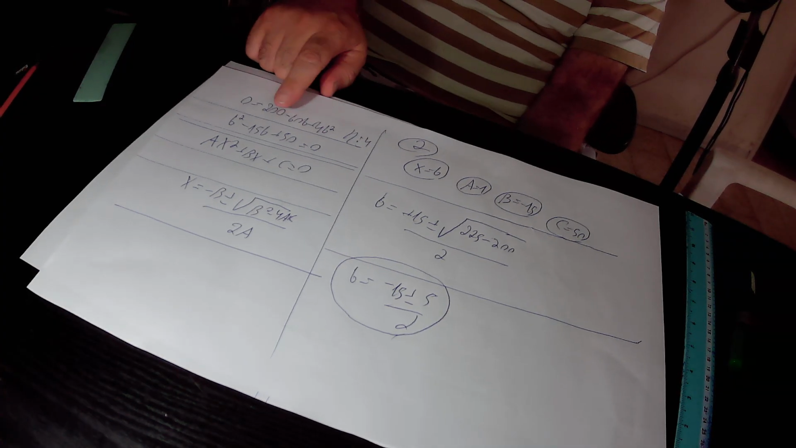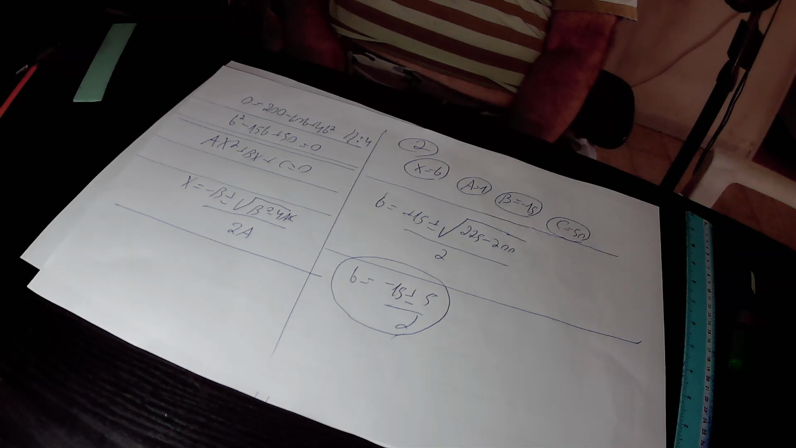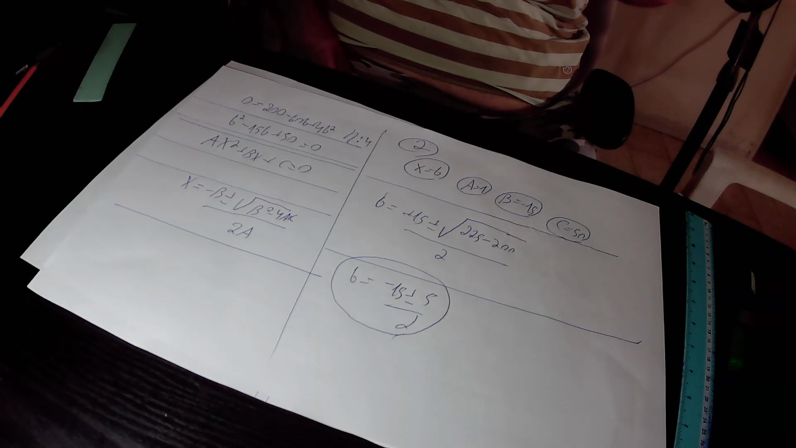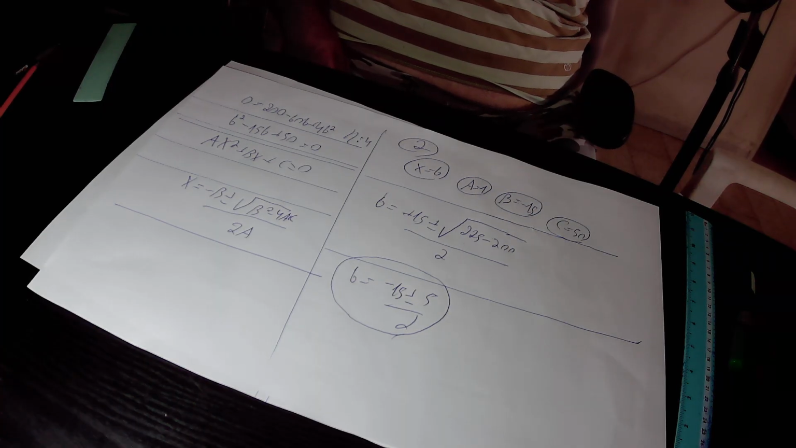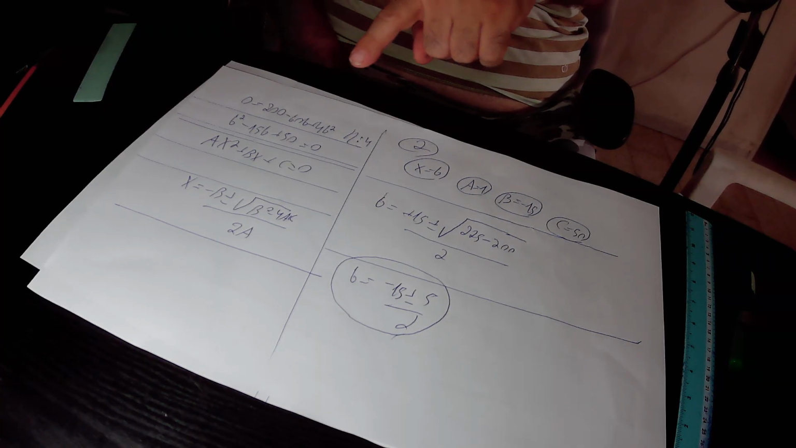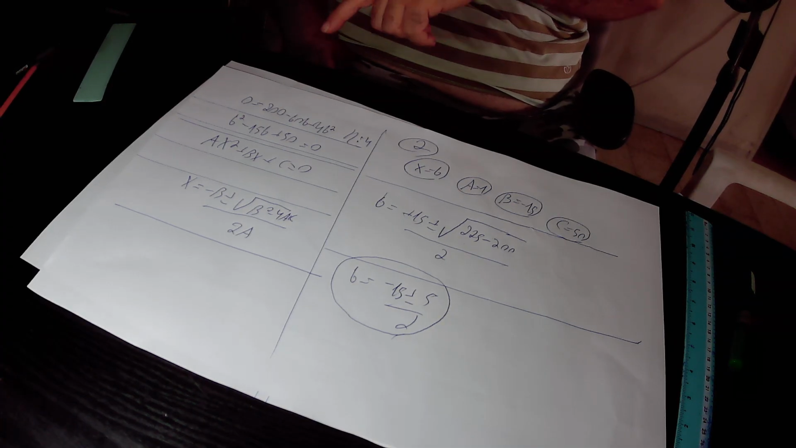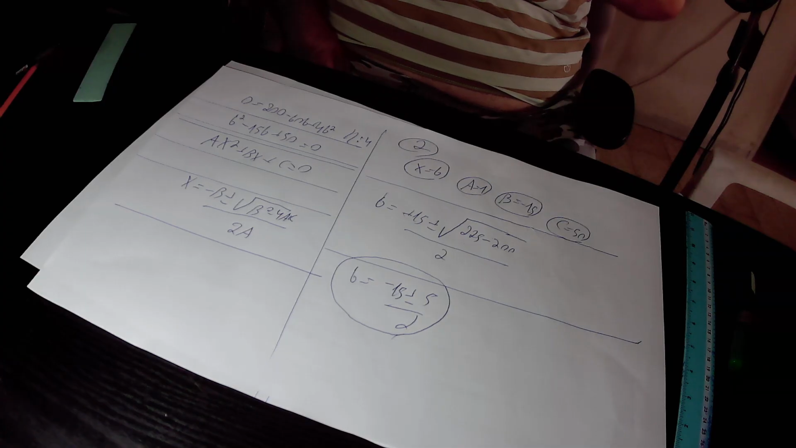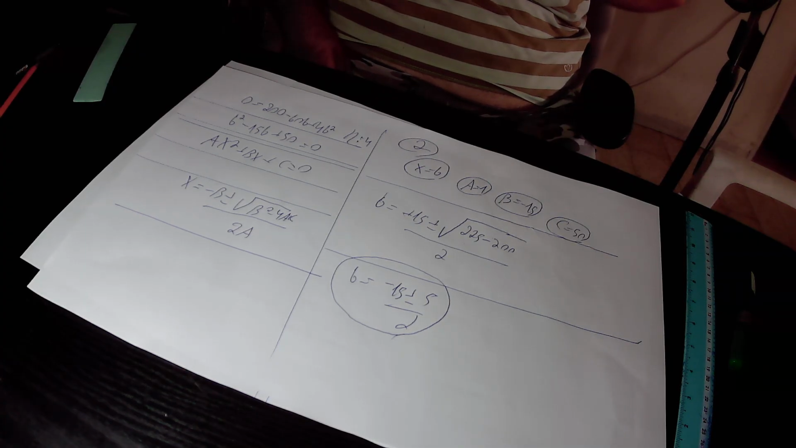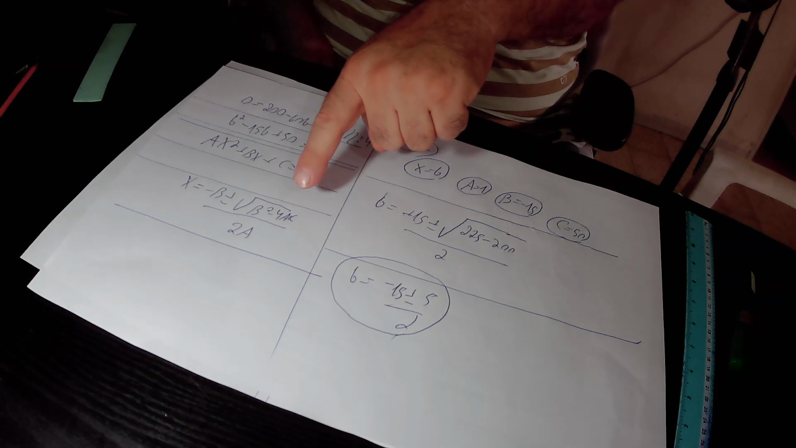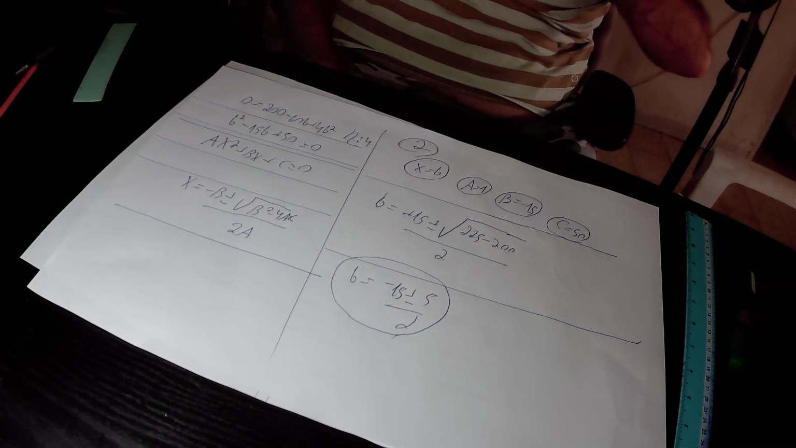So this is a quadratic equation, and the general form of a quadratic equation is ax squared plus bx plus c equals 0. In this general formula, a, b, and c are the coefficients of the quadratic equation, and x is the variable that we are looking for. We find the value of x according to the following formula: x equals minus b plus minus the square root of b squared minus 4ac, over 2a.